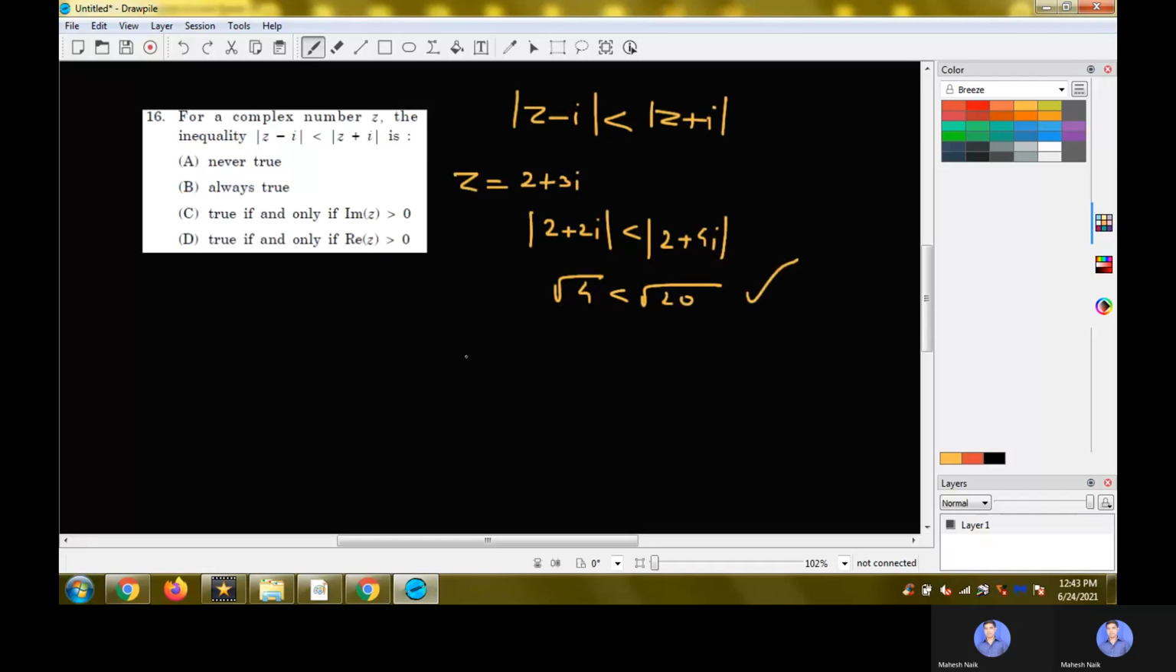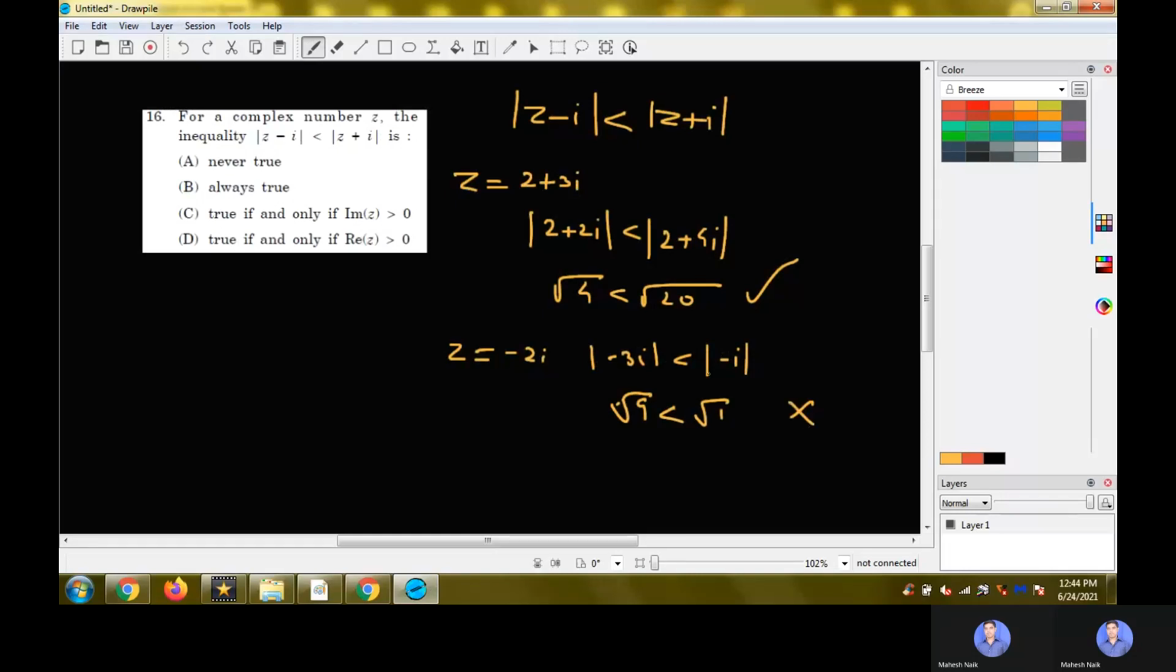Okay. If I take z as maybe negative 2i, in that case the inequality would become mod of minus 2i minus i, which is minus 3i, less than mod of z plus i, which is minus 2i plus i, so that is minus i. Modulus of minus 3i is root of 9 and lesser than root of 1, which is not true.